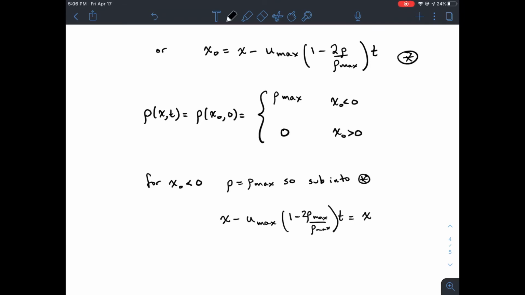So basically I've got x minus, plus, right? Wait, because it's times minus 1. There you go. So it's going to be x plus u max t. And remember, that's all equal to x naught, right? Which was less than 0. So this guy is all going to be less than 0.